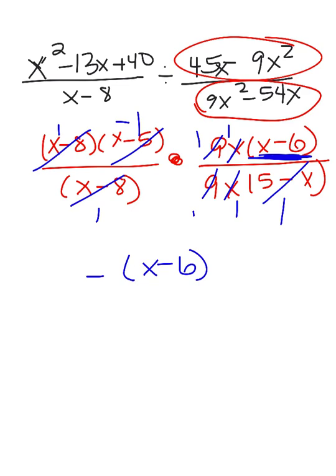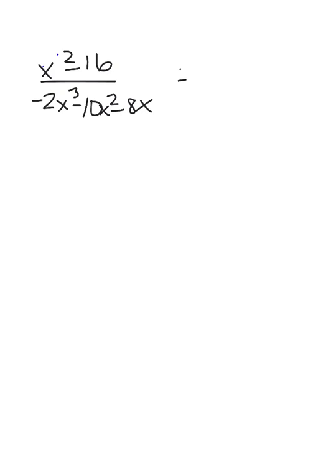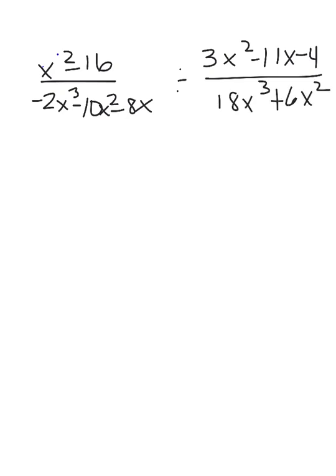Okay, so let's take a look at B. So B is x squared minus 16 over negative 2x cubed minus 10x squared minus 8x divided by 3x squared minus 11x minus 4 over 18x to the third plus 6x squared. Okay, so x squared minus 16 factors and becomes x plus 4, x minus 4.